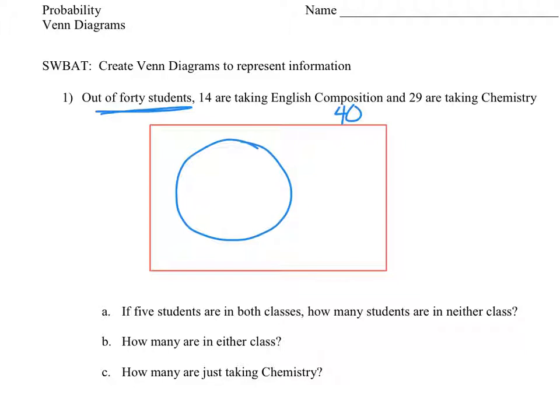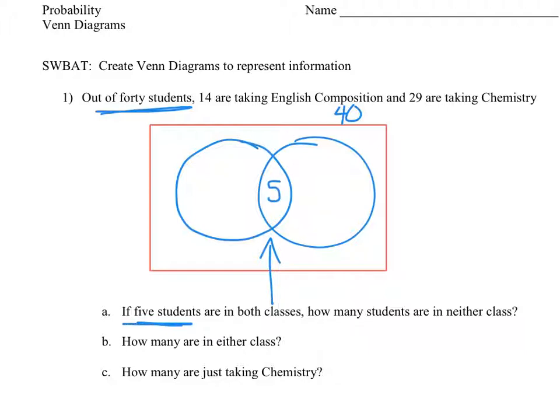So we generally do two little circles or semblance of circles, and inside them we always start with the overlap. We try to figure out the overlap first if we can. Otherwise, we're going to have too many. The overlap here, if you read this, says 5 students are in both.